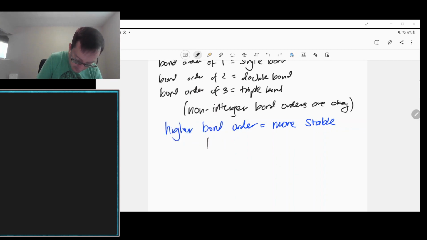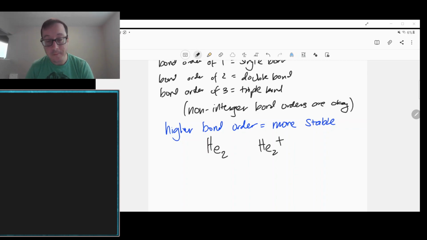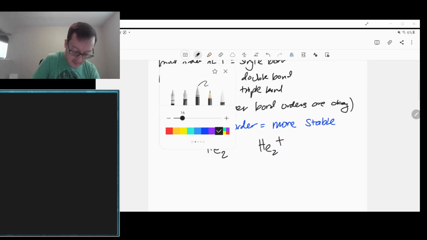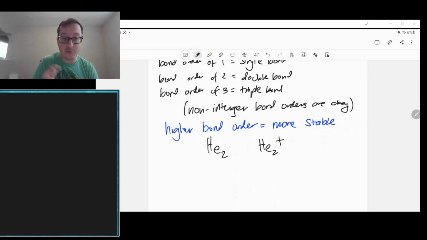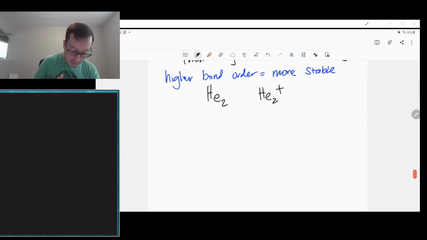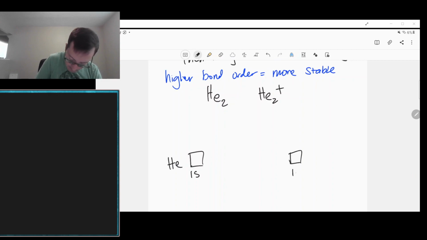We've seen He2. What about He2 if we had a positive charge on it? Positive charge, remember, means we're lacking an electron. We have one fewer electron than we would normally. So let's take a look at that. It doesn't really matter which one you get rid of. I'm getting rid of the one on the right.